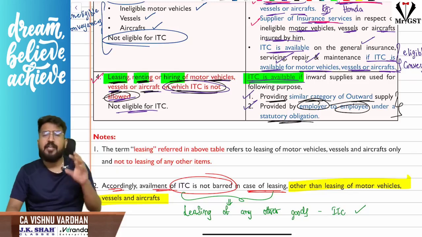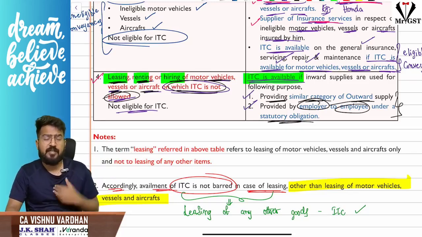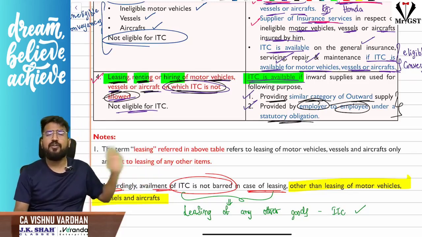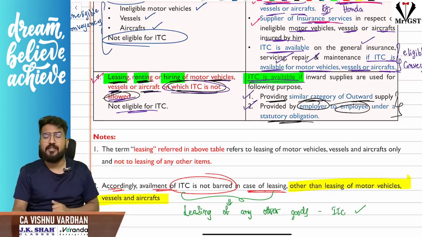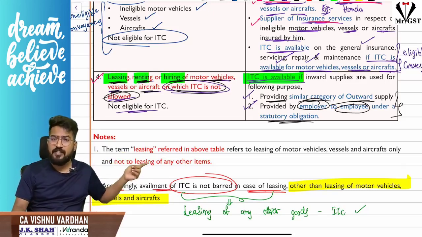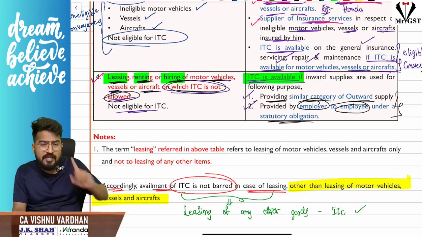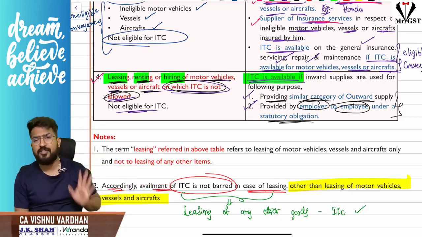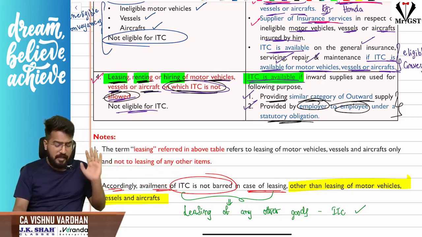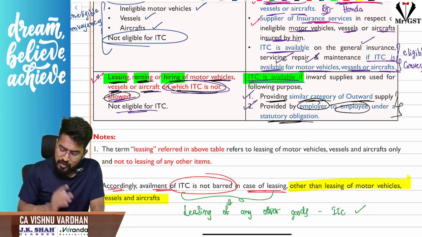I repeat, I am leasing the ineligible conveyance, my car. I purchased it and I cannot take ITC. That is an ineligible conveyance for me. I am renting that out to somebody. That fellow also cannot take ITC on that. The rent plus GST I will charge. He cannot take ITC except in two cases. He is taking that on rent to give it on rent, that means to provide similar category of outward supply. Or he is taking it on rent because he is an employer, to provide to his employees as a part of statutory obligation. Then he can take ITC. Except those cases, he cannot take ITC. Am I clear? So that is the concept.